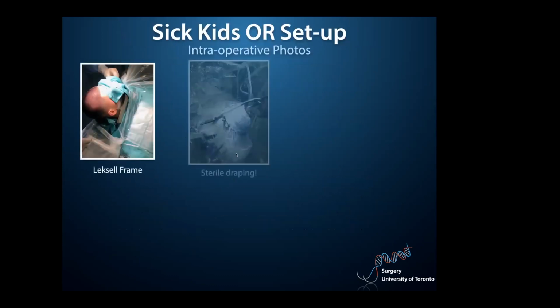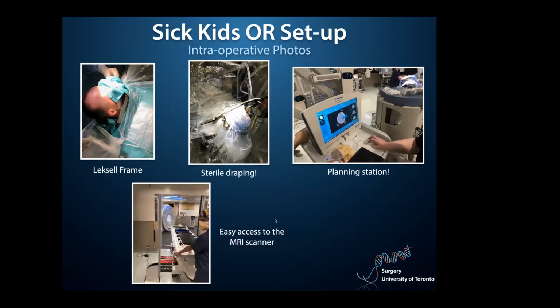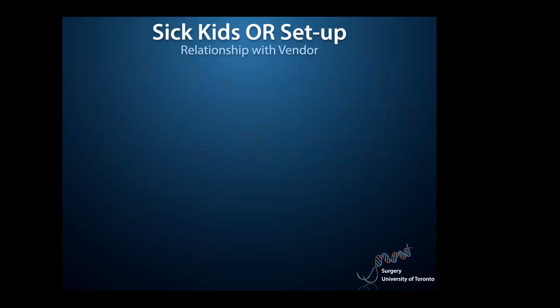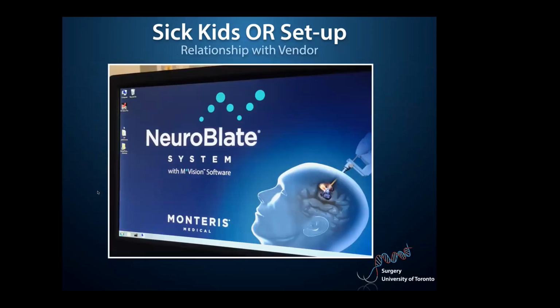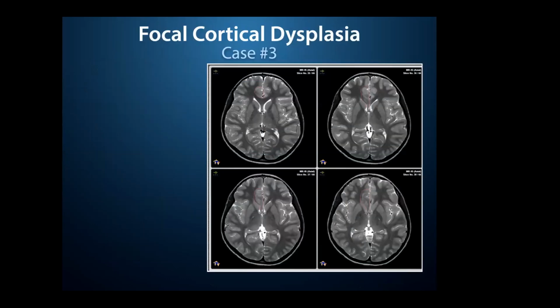So it's Leksell frame-based. Draping is kind of interesting as you're putting in the laser bolt. The workstation I mentioned, access to an MRI scanner. Our OR is right next to the MR, and we actually do have intraoperative MR, but we find it just easy to transition the patient from the room next door into the MR suite. The Monteris system is what we have.